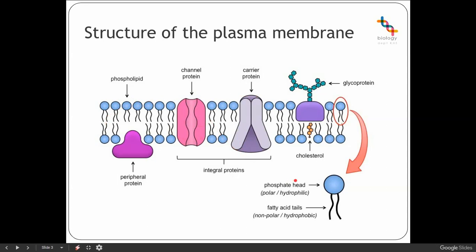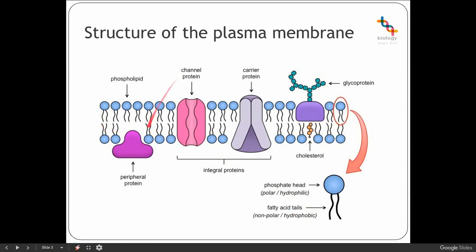These phospholipids are made up of a phosphate head with fatty acid tails, the head being hydrophilic or water loving, and the tails being hydrophobic or water hating. And that means that they orientate themselves so that the heads are facing outwards and the tails are facing inwards, and that's what gives us this bilayer formation.